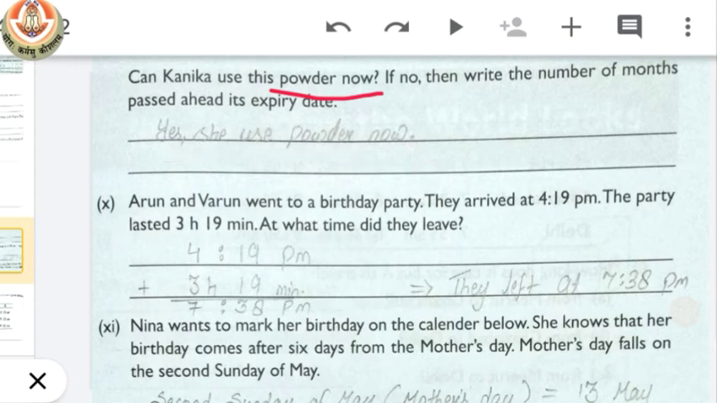Now the next question is, Arun and Varun went to a birthday party. They arrived at 4:19 p.m. The party lasted 3 hours 19 minutes. So we have to answer at what time they left. As they reached there at 4:19 and the party lasted about 3 hours 19 minutes, when we add, we get 7 hours 38 minutes. That means they left the party around 7:38 p.m.